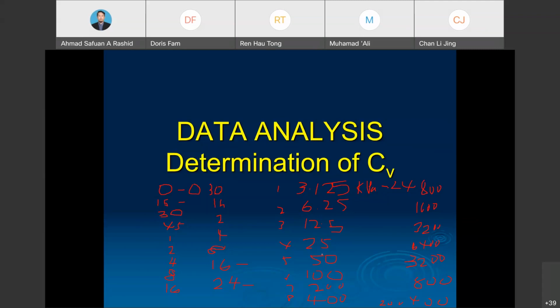Okay, because the soil is very soft. So if we load to 50 kPa, perhaps the soil will be squeezed out from the piston plate. Nanti kemungkinan soil itu akan terkeluar. That's why we need to load at a very low value. So that is for the procedure during the loading process.